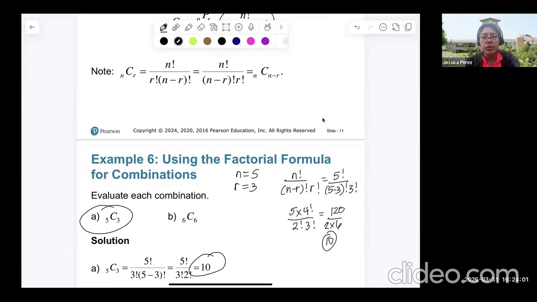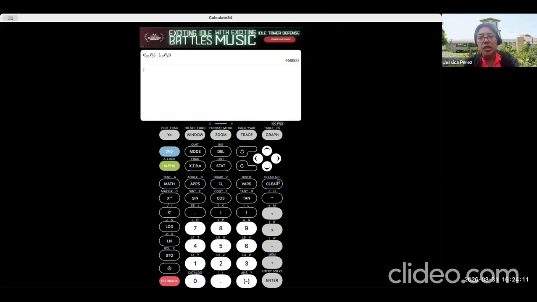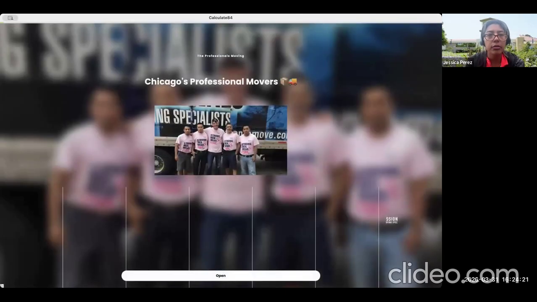Now I can also use my calculator. So I'm going to use my calculator for 6C6. I showed you how to do a permutation on the calculator. Now I'm going to show you how to do a combination. The combination is actually very similar. What you're going to do is go to Math, Prob, and then instead of doing NPR, you're going to do NCR. Hit Enter.